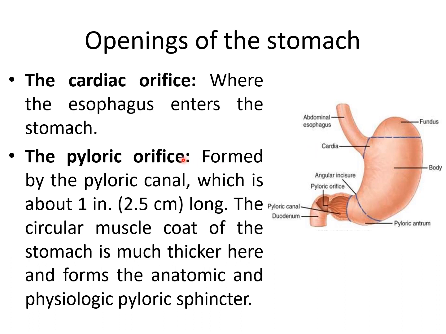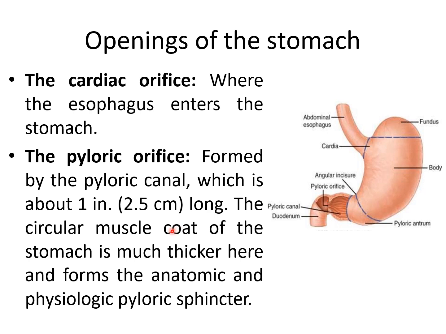Then the second is the pyloric orifice. It is formed by the pyloric canal, which is about 2.5 centimeters long. This is the pyloric orifice and it is formed by the pyloric canal, and the length of the pyloric canal is 2.5 centimeters.